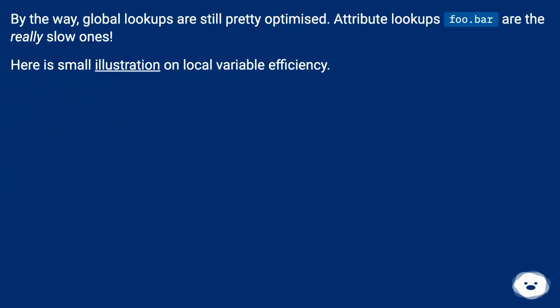By the way, global lookups are still pretty optimized. Attribute lookups, foo.bar, are the really slow ones. Here is a small illustration on local variable efficiency.